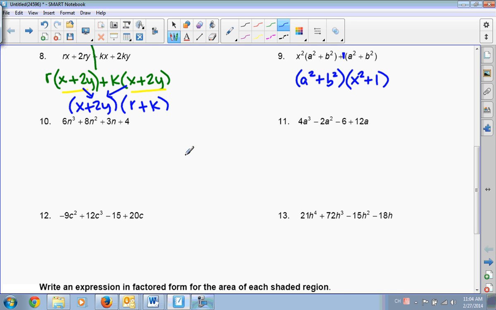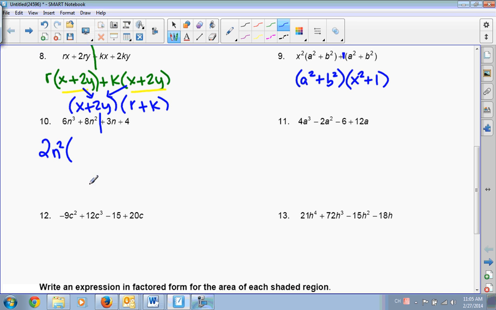Number 10. We're going to group 4 terms. They don't all have anything in common. Split. Look at the front 2 terms: 6n cubed plus 8n squared. What do 6 and 8 have in common? 2. And what do n cubed and n squared have in common? N squared. They both have 2 n's.